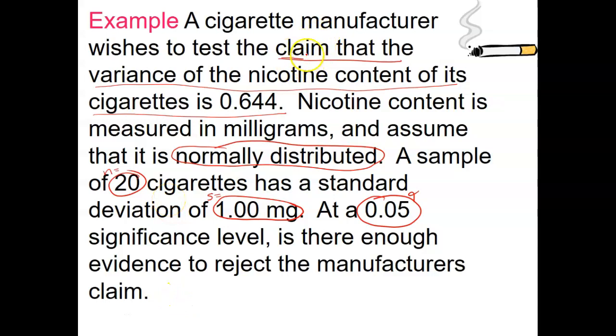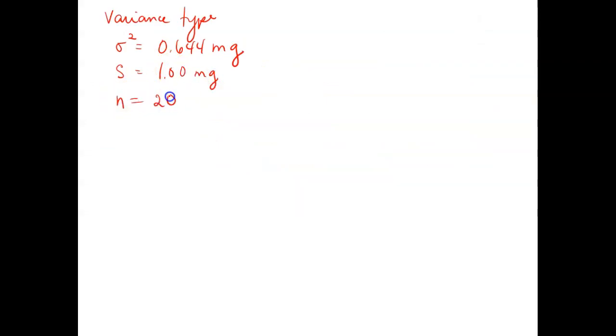Okay, so we've identified the claim. The claim is about the variance, so we're going to be doing the type of hypothesis test that uses the chi-square distribution. So like we said, this is going to be the variance type. And we know that our value of sigma squared, which is our variance, is given to us as 0.644 milligrams. The s is also given to us in the problem. That's going to be 1 milligram. Our sample size, we were told, is 20, and our alpha is 0.05.